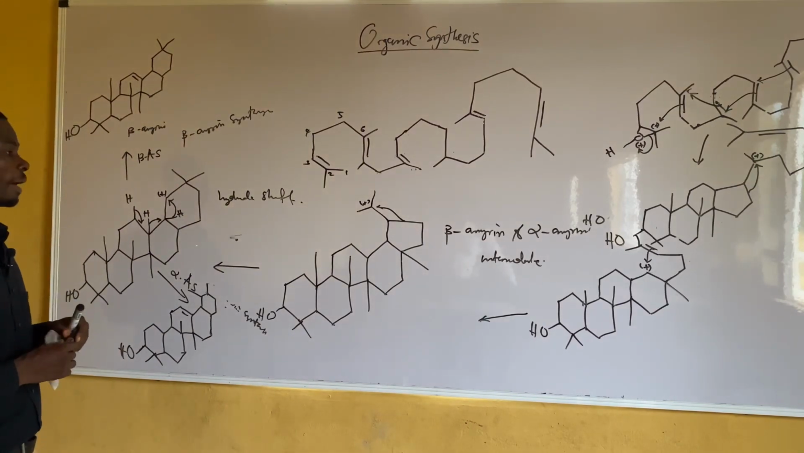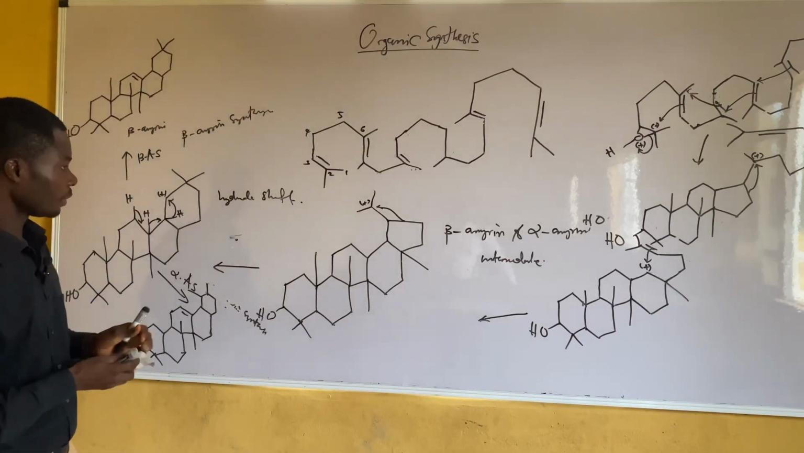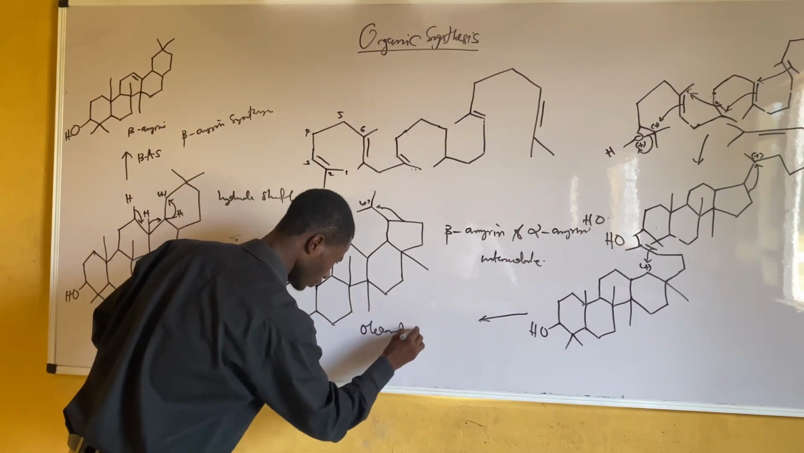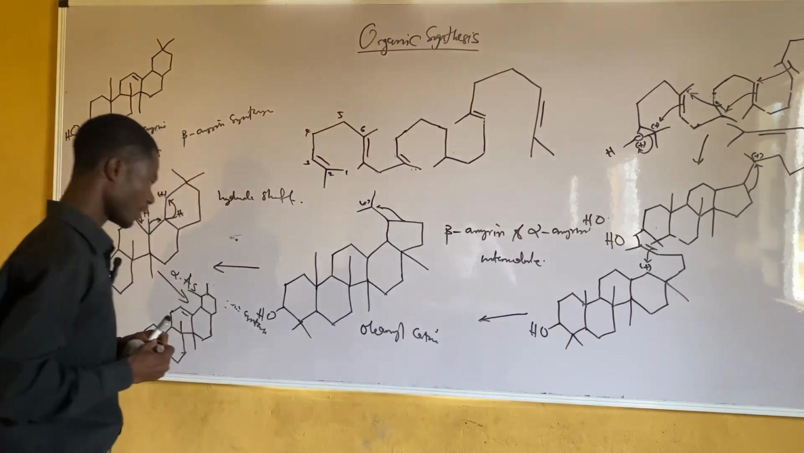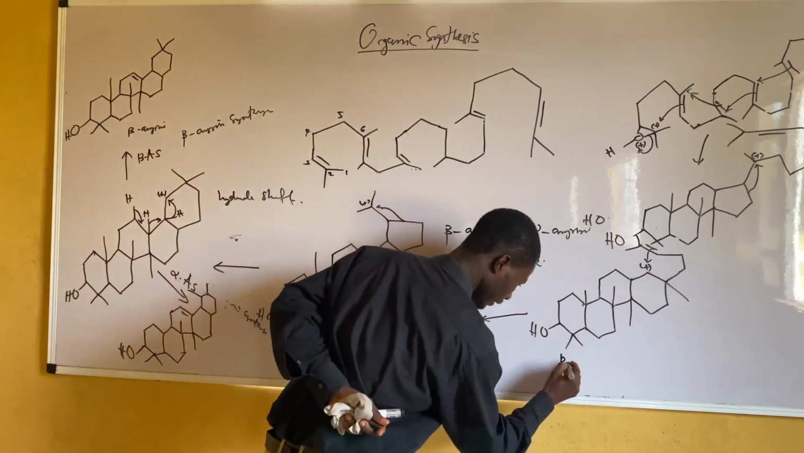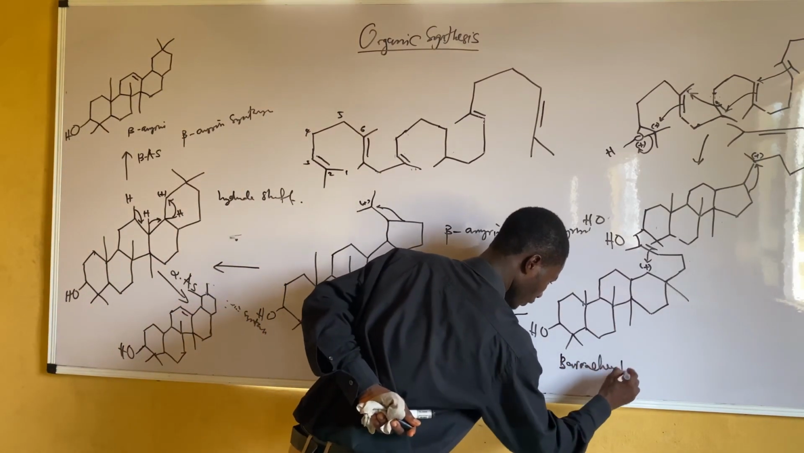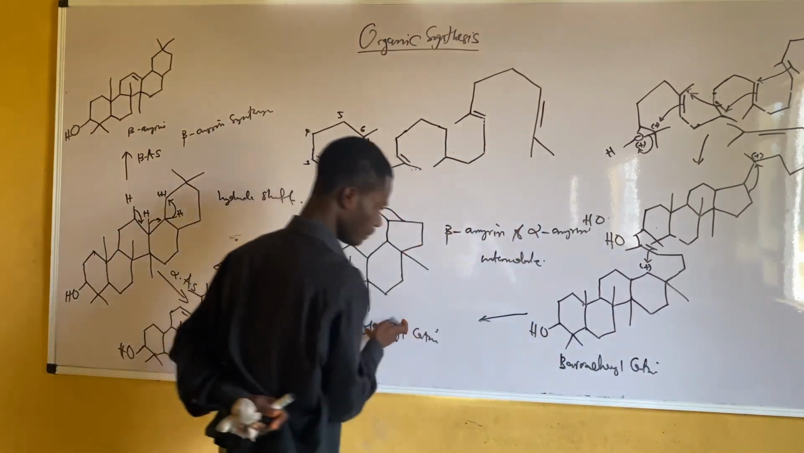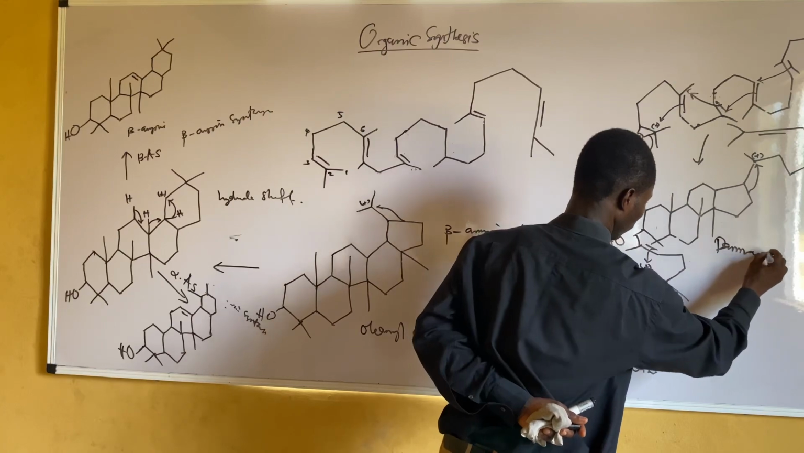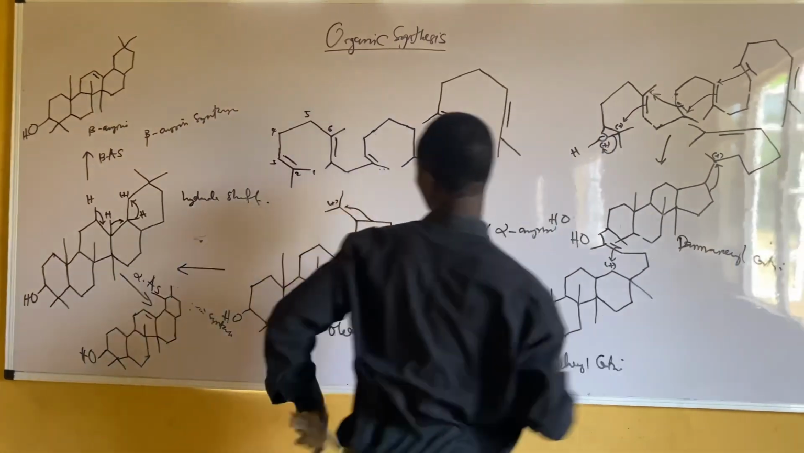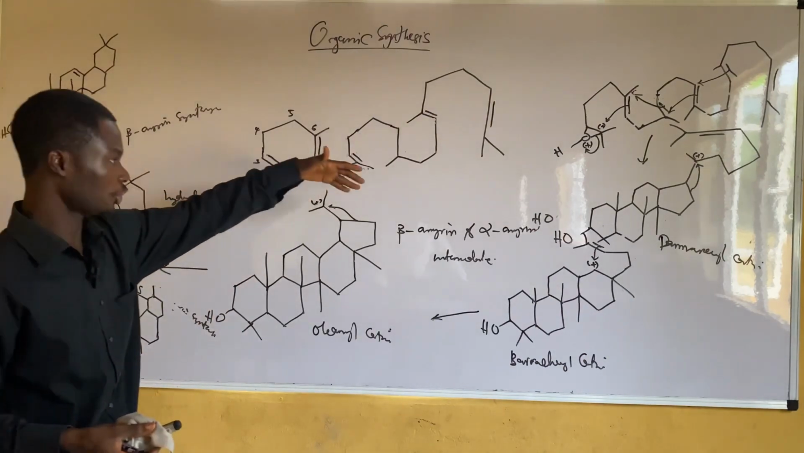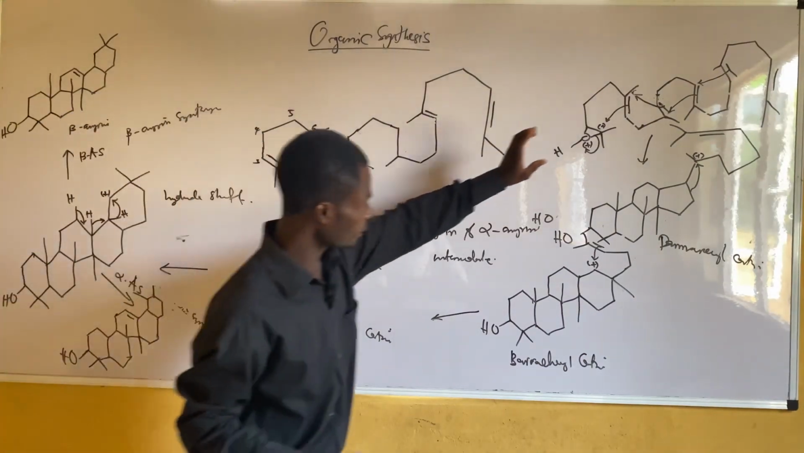So now, if you go on and on, because this particular ion here, we call it the oleanyl cation. Is that okay? Which actually is an intermediate, like I mentioned. So we call this one the baccharenyl cation. Is that okay? So that is the pathway to this. So we call this one the dammarenyl cation.